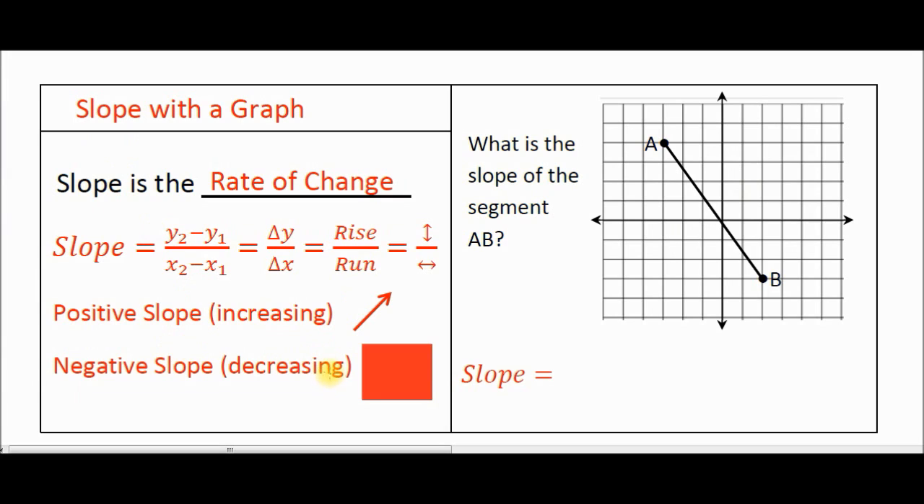Negative slope means decreasing. And this actual graph right here is showing you a negative slope. That means as x goes up, y actually goes down. So write this arrow so you remember decreasing is an arrow that's pointing down from left to right.